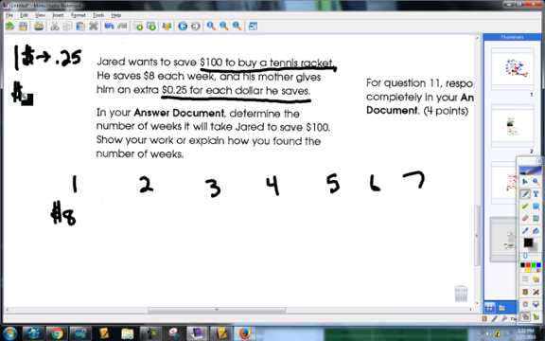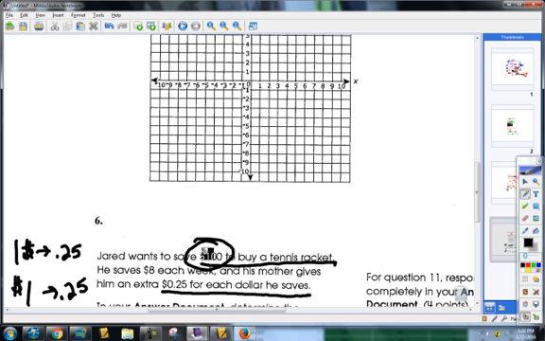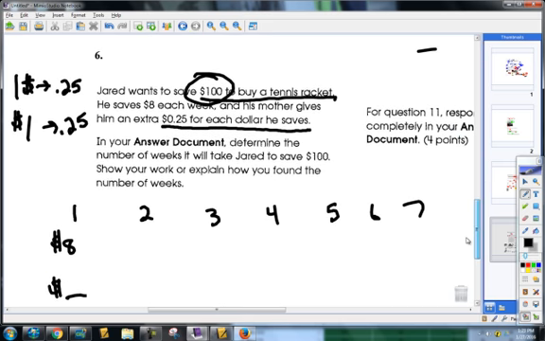$1. So if you went down through here and did something like this, you could figure out how much money he's going to get from his mom each week. Well, I'll let you go from there. And then from there, okay, his mom's going to give him this amount of money each week, and then we can add them together, and then we can have a total like this. And then basically we can see how much he has after 1 week, 2 weeks, 3 weeks, 4 weeks, 5 weeks, 6 weeks, 7 weeks. And then whenever he gets to his goal of $100, that is how many weeks it's going to take him.